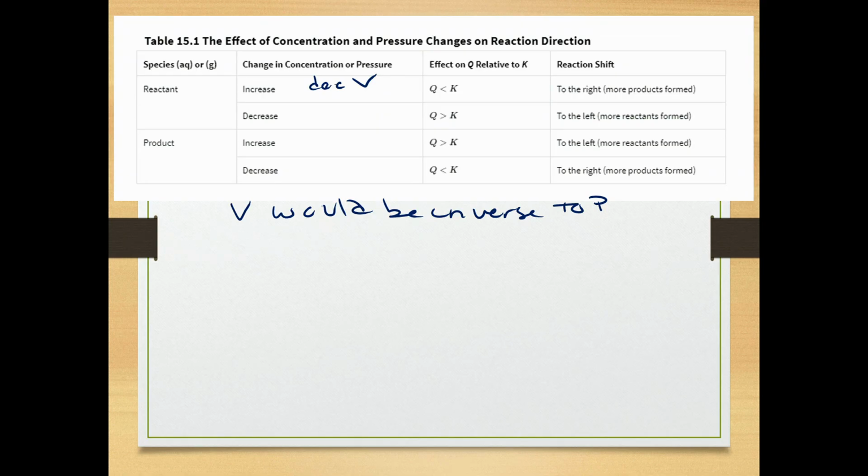Now, if I increase the concentration or pressure of the product, decreasing the volume, now I've got more product, it's going to shift it backwards to the reactants. This is all of Le Chatelier's principle in terms of changing pressure, volume, or concentration. Just, if you add something, shift it to the other side. If you remove something, shift it to the same side. Adding pressure or decreasing volume shifts to the side that has fewer moles of gas.